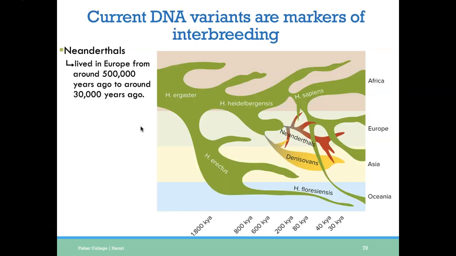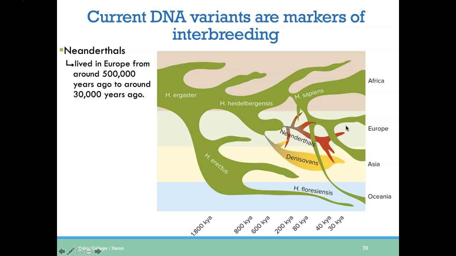Neanderthals lived in Europe from about 500,000 years ago, so before us, to around 30,000 years ago. The earliest Homo species in Africa was Homo ergaster. And again, this shows different migration patterns outside of Africa. I like this because it shows you the time period and the location. This shows how Homo erectus went this way, and then how Homo sapiens came out in Africa about 200,000 years ago anatomically, but they started migrating about 70,000 years ago.